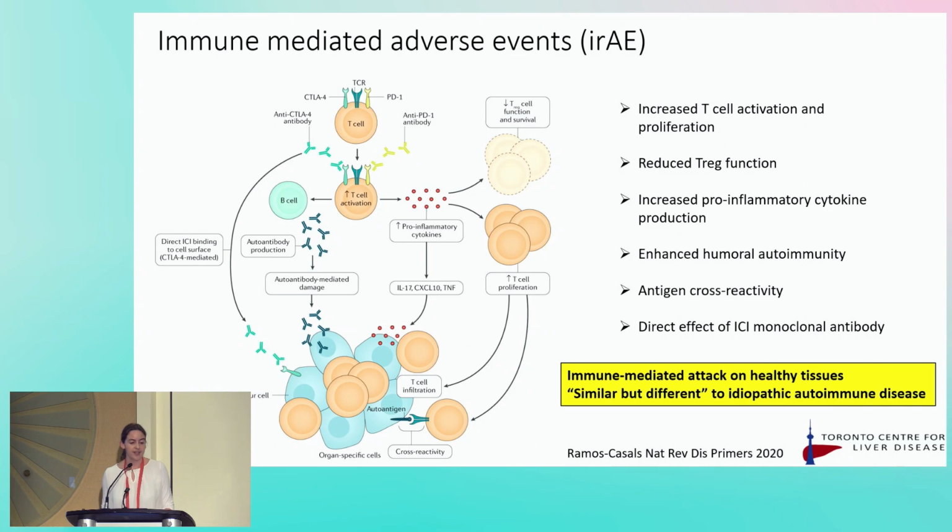The end result is an immune-mediated attack on healthy tissues. It sometimes gets described as being like autoimmune disease. It's not exactly the same, and the good example that I'm most familiar with is autoimmune hepatitis. And checkpoint inhibitor hepatotoxicity is really quite different in terms of its presentation and its response to treatment to autoimmune hepatitis, and it's the same in other organ systems too.